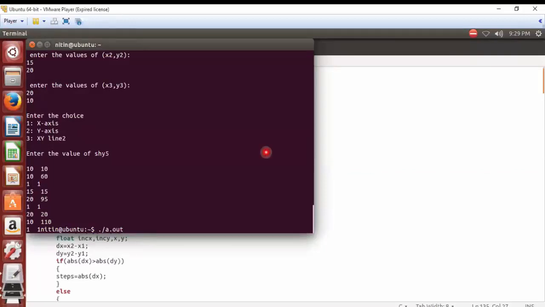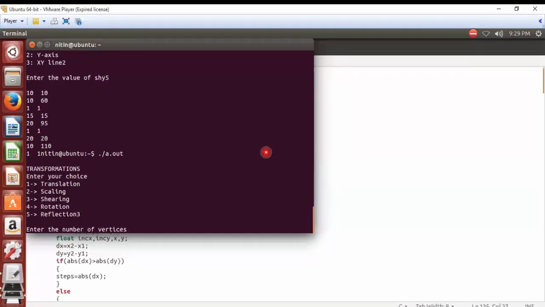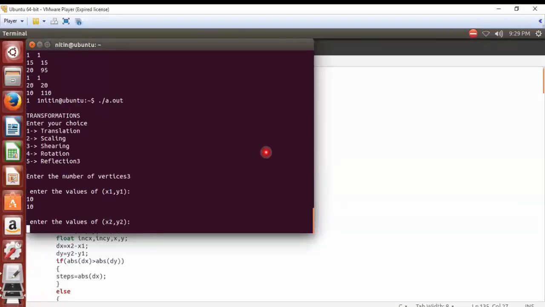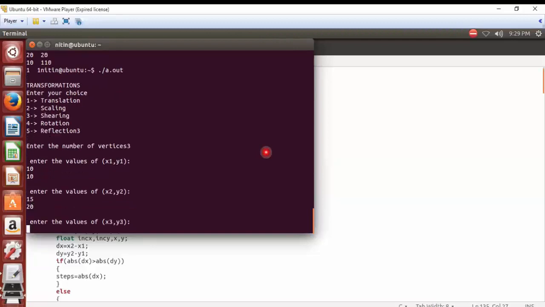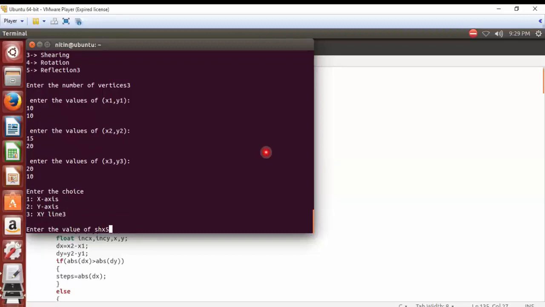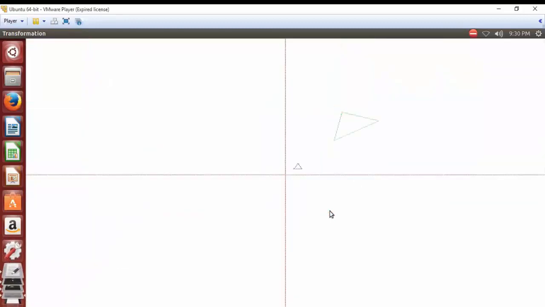Let's see the next transformation, that is x and y shear both applied at the same time. So option is again 3. Number of vertices 3, 10, 10. First point 15, 20. Second point 20, 10. Third point. And the option is 3, xy shear. So shx is 5, shy is 5. Both values of xy will get applied, and x and y shear both are applied to distort the image by shx and shy both.